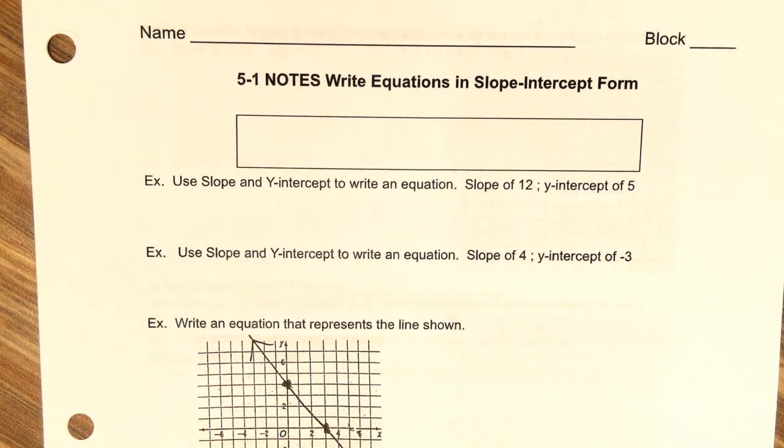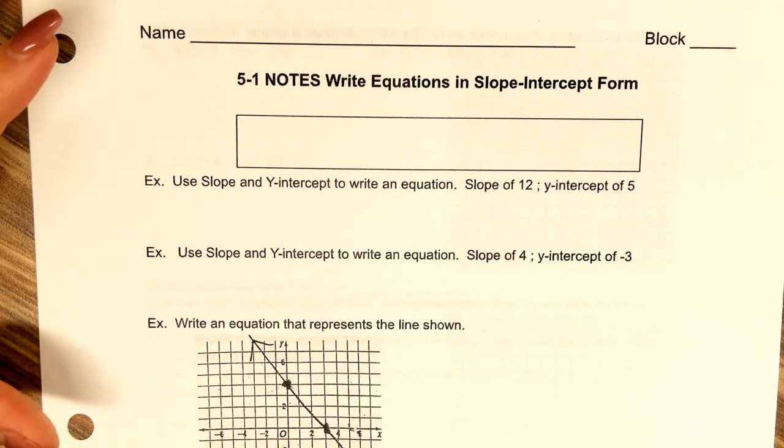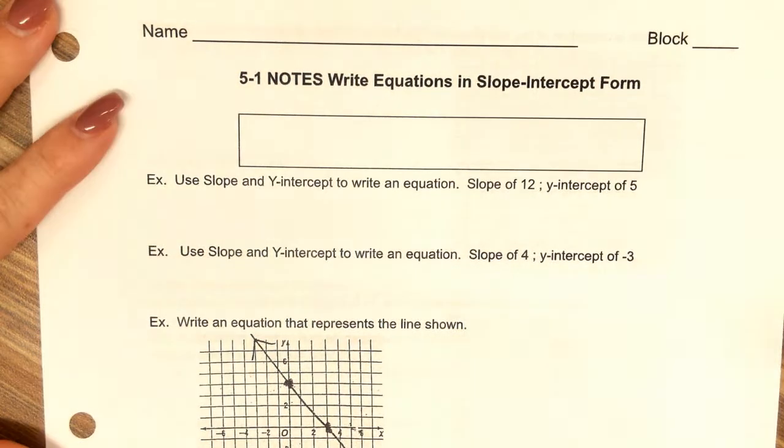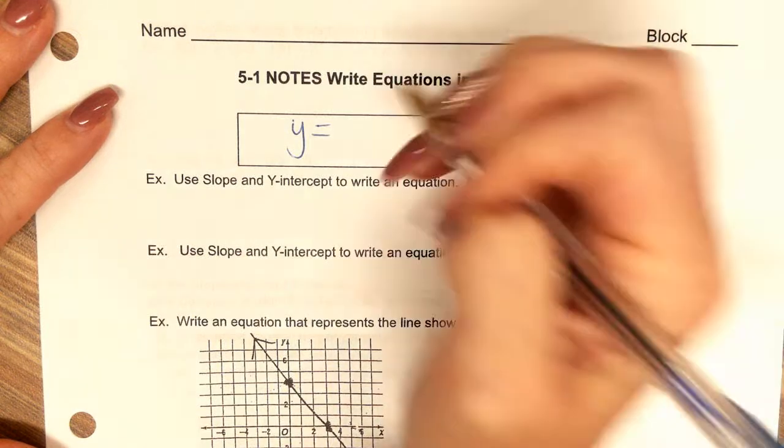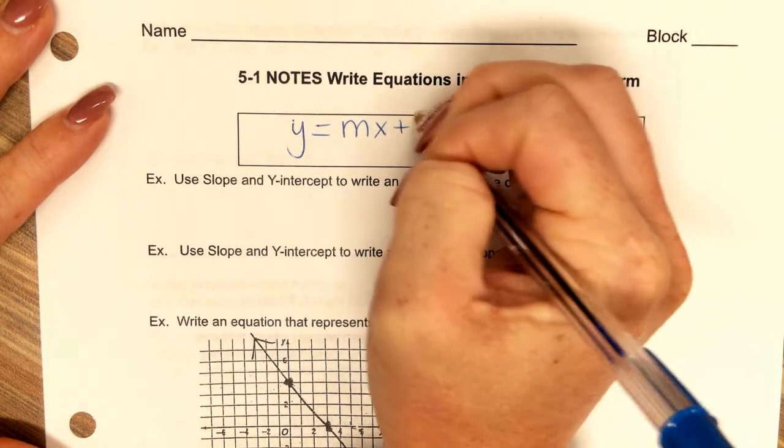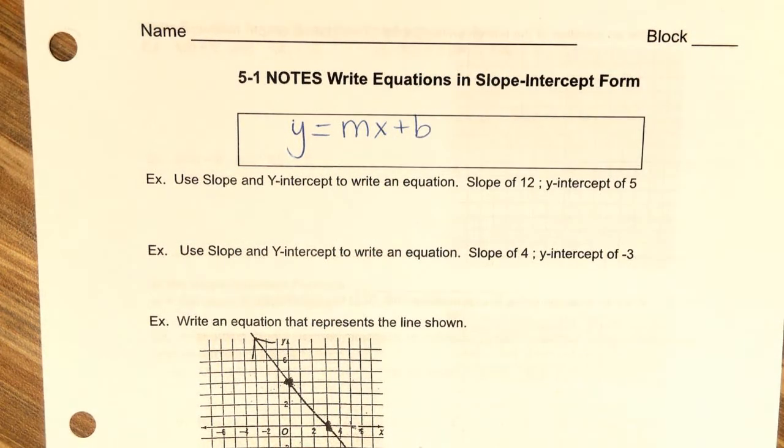Okay, so today we're starting chapter 5, which goes into more detail on writing equations. Today we're going to focus on slope-intercept form, which you already know. So what is an equation and how is it written in slope-intercept form? Y equals mx plus b. If I'm writing, you're writing.